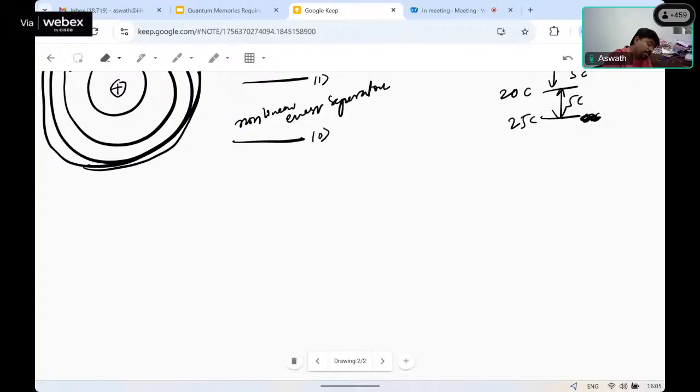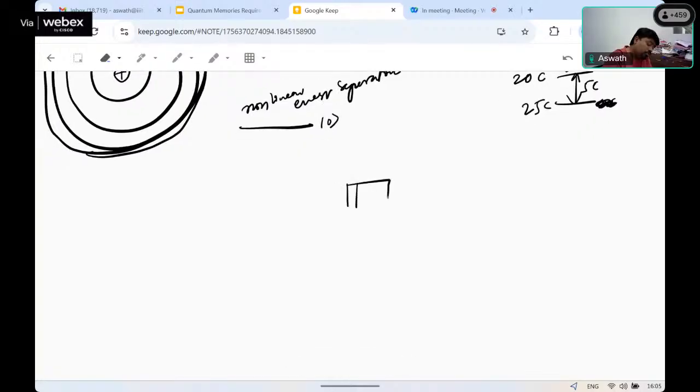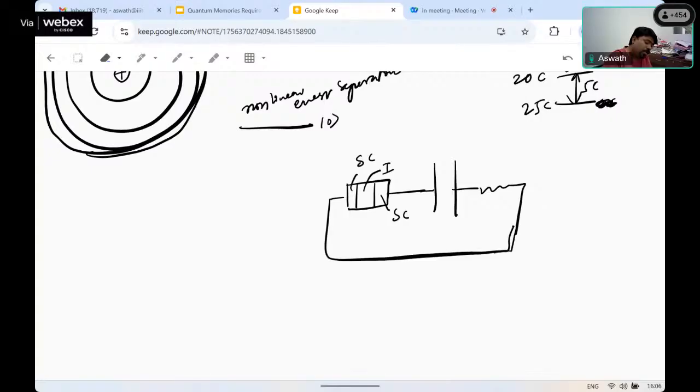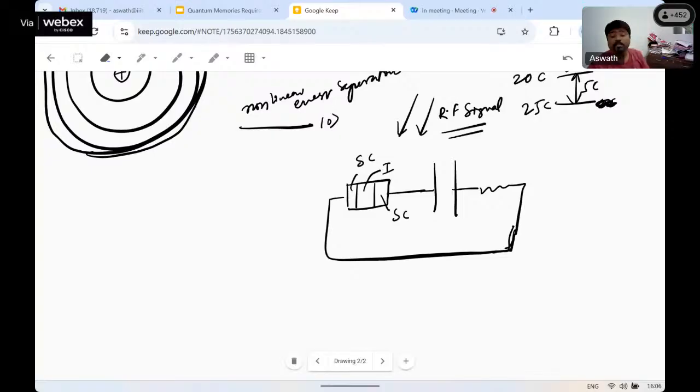You replace the inductor with a Josephson junction, where one side is a superconductor, there is an insulator, and then again a superconductor, and then you have a capacitor and the internal resistance. And instead of connecting to a battery, you send in a radio frequency signal. That acts like an energy supplier for this LCR circuit.